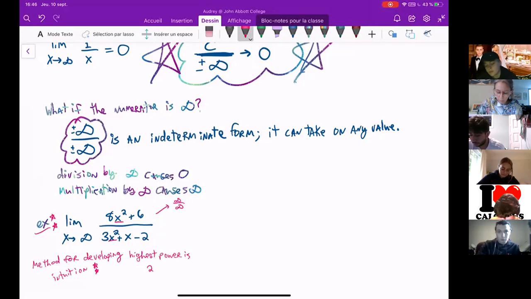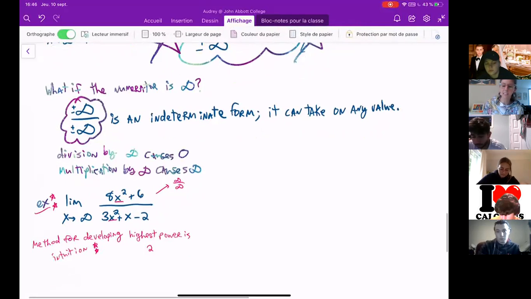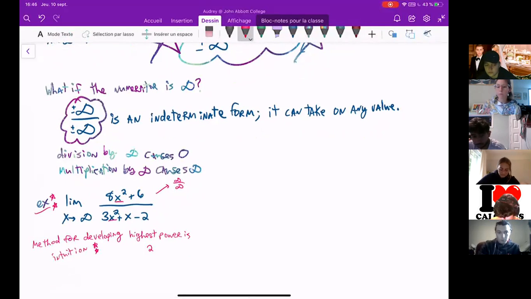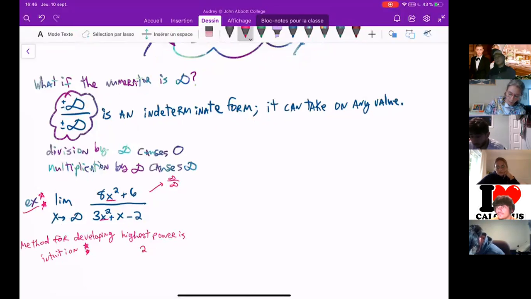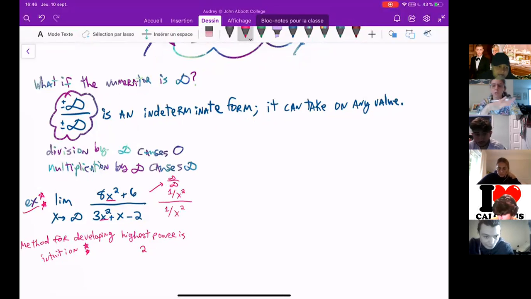So in the same way as when I had 0 over 0, when I rationalized, I multiplied by 1. When I cleared denominators, I multiplied by 1. I'm going to multiply by 1 here, in the form of 1 over x squared over 1 over x squared, which is just 1.